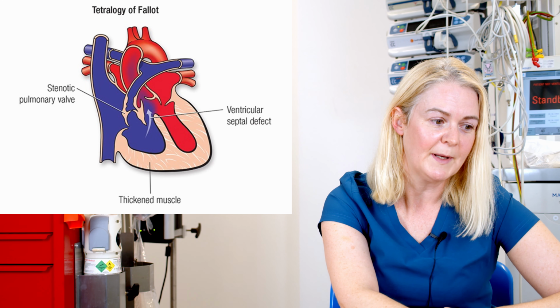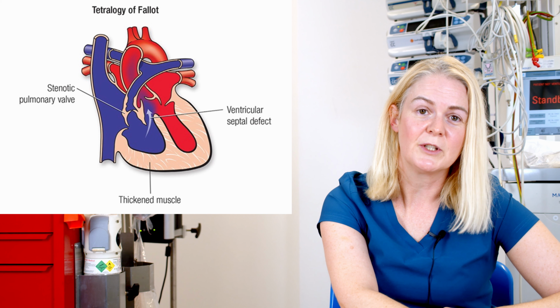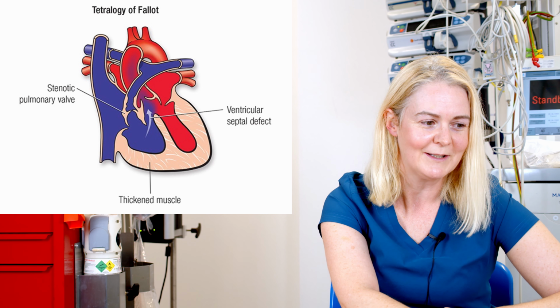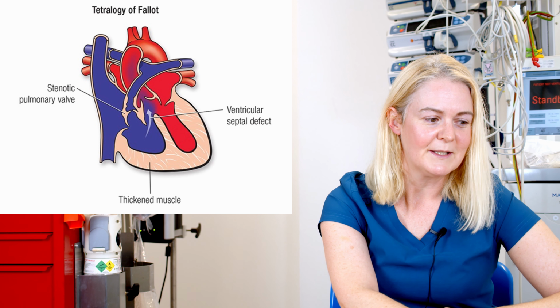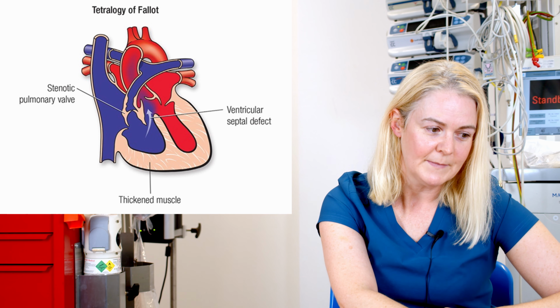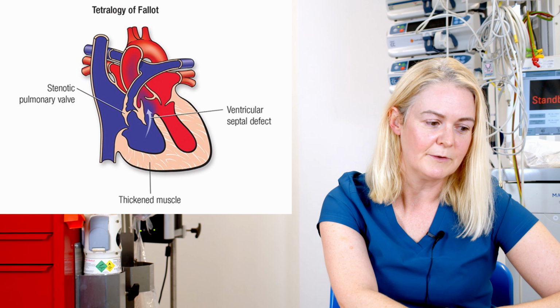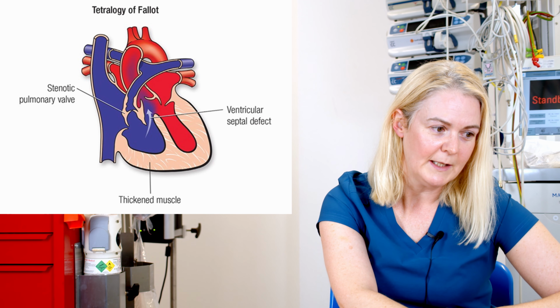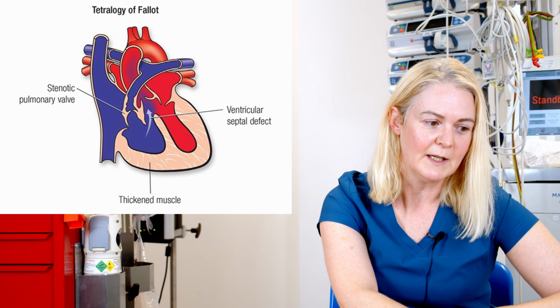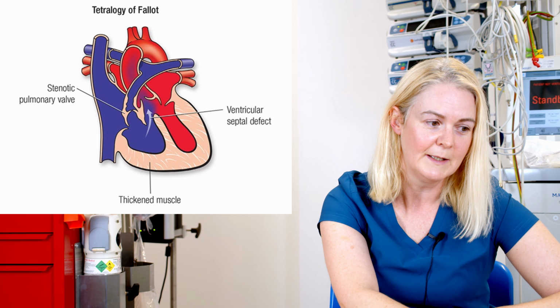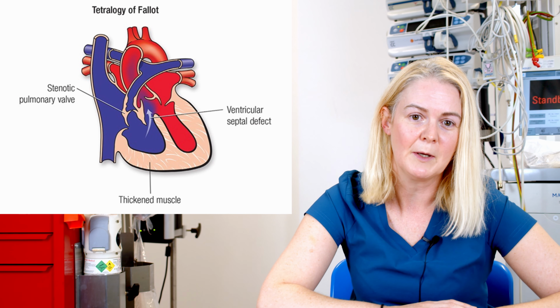Just to remind those of you that can't quite remember tetralogy of Fallot: you've got a stenotic pulmonary valve, you've got a VSD. Because of that, you've got a very thickened right ventricle, and you've got an overriding aorta. And the problem here is when there's a change in PVR and SVR, suddenly you have less flow to the lungs, a bit like the situation we talked about before.